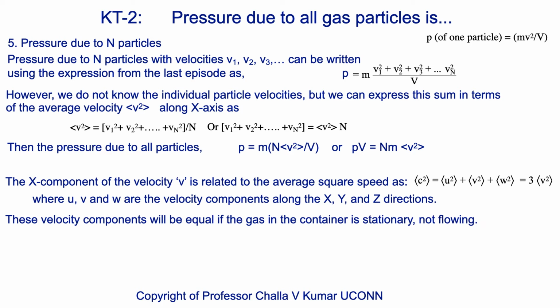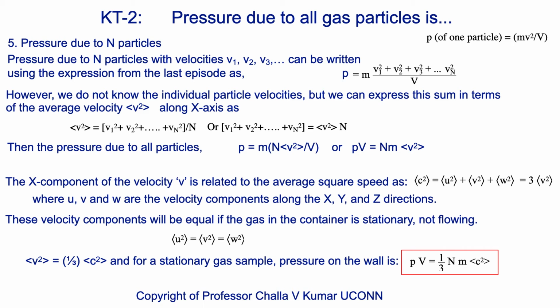Now I can write this in a very simple way as equal to 3 times the average v squared along the x-axis. How can I do that? The velocity components, u squared, v squared, and w squared, will all be equal after you have averaged them out. Why? That is, u squared average will be equal to v squared average, and that's equal to w squared average. Now you might ask, why is that?